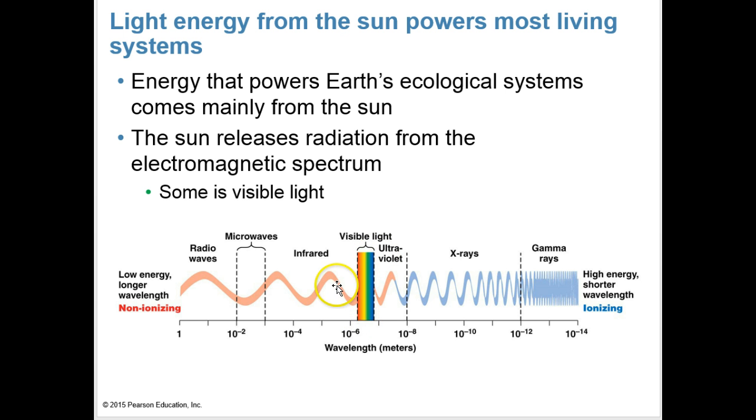But then there's the longer wavelengths here, like infrared, microwaves, and radio waves. And some of these we can take advantage of, like the radio waves and the microwaves. Then we have the shorter wavelengths up here, the X-rays, ultraviolet. The gamma rays are the shortest and the highest energy of all of the electromagnetic spectrum.